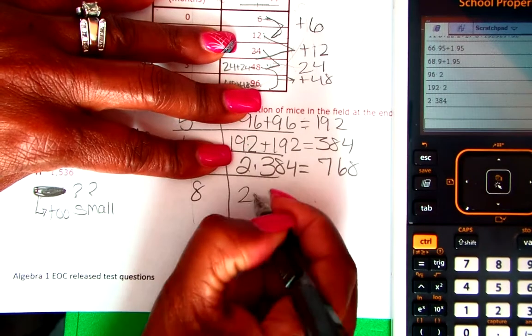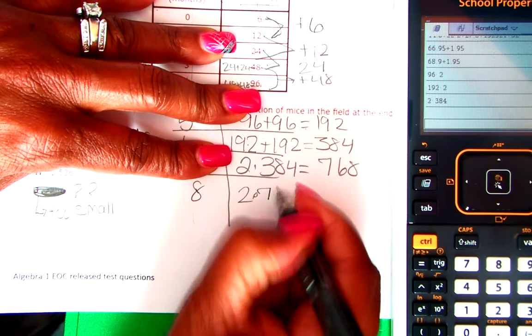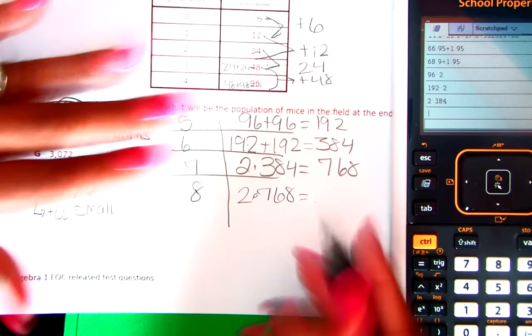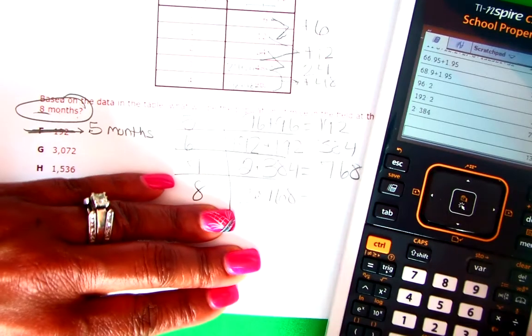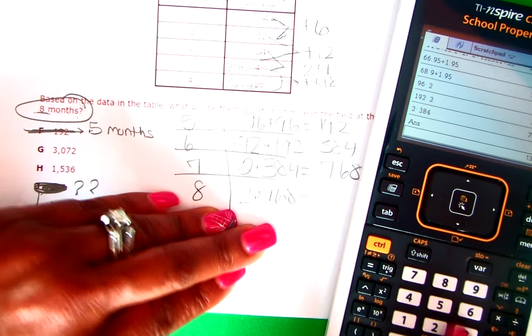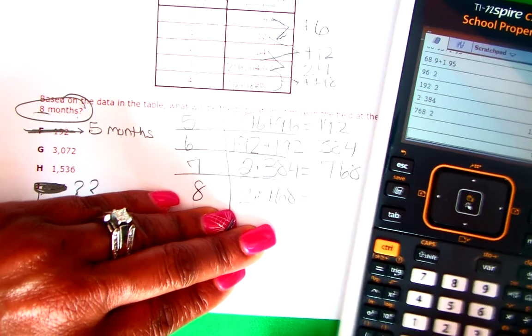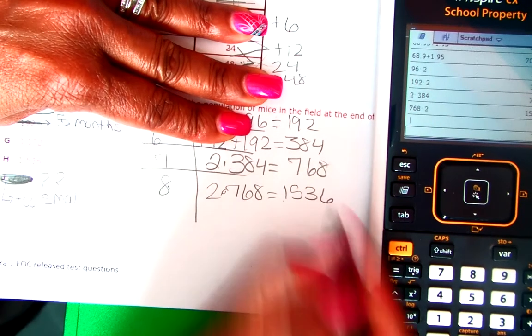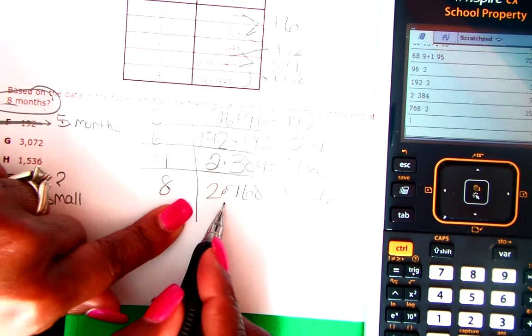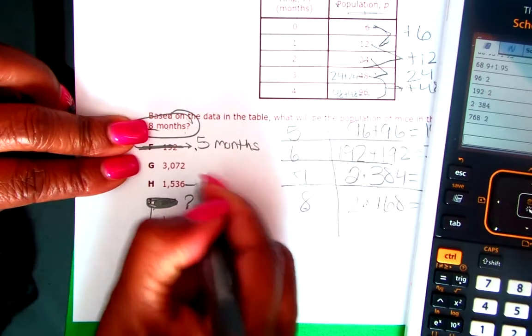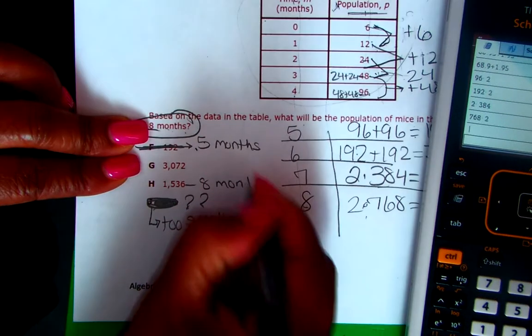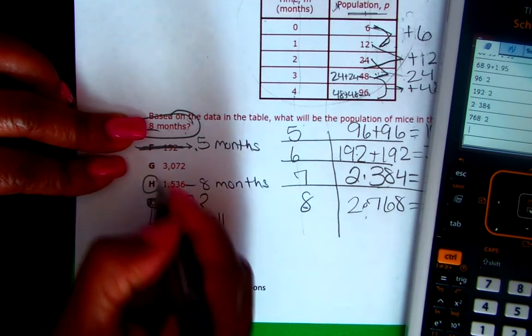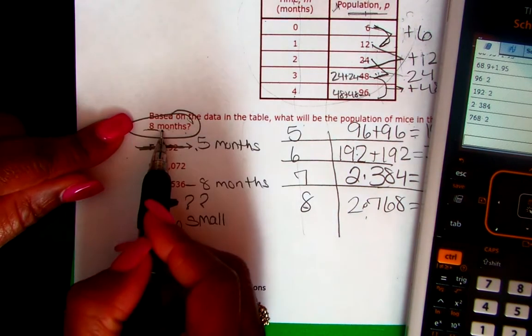So now we got 768. So now we know we're going to say 2 times 768. Look, I need to slow down because I get to talking fast. So times 2, enter, and we get 1,536. Okay, that's for 8 months. So here, this is 8 months. So I know my answer is H because I'm looking for 8 months.